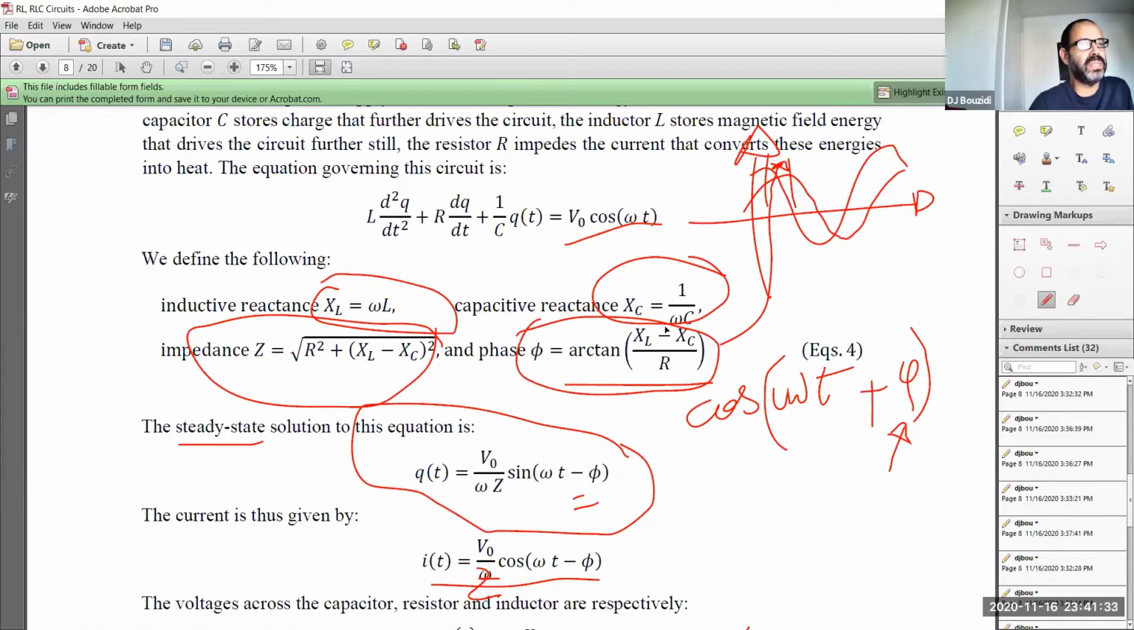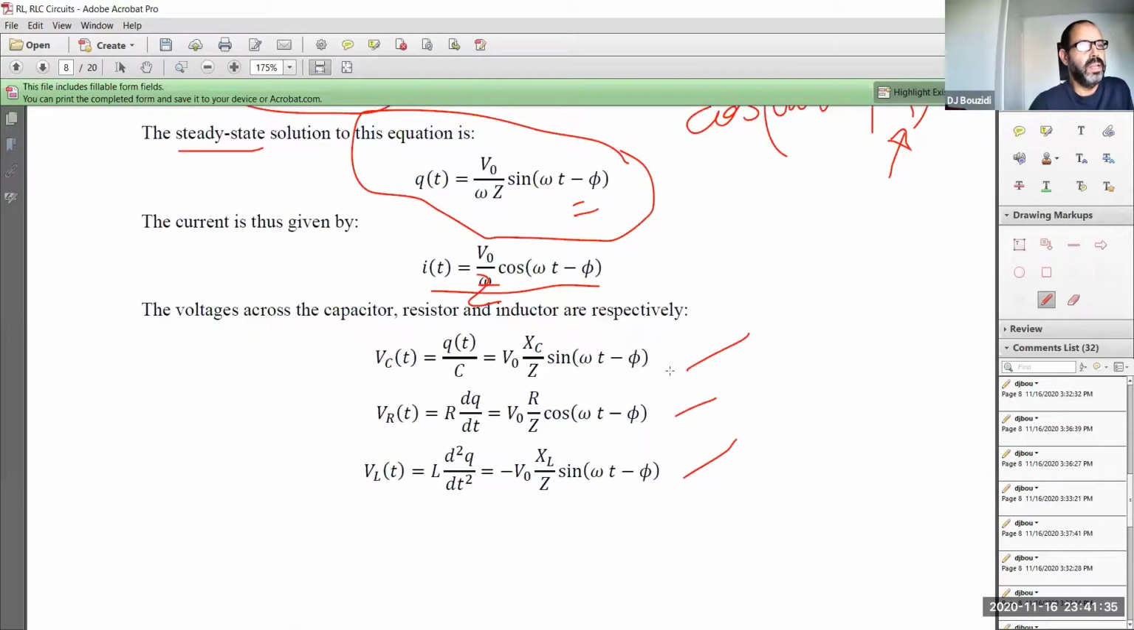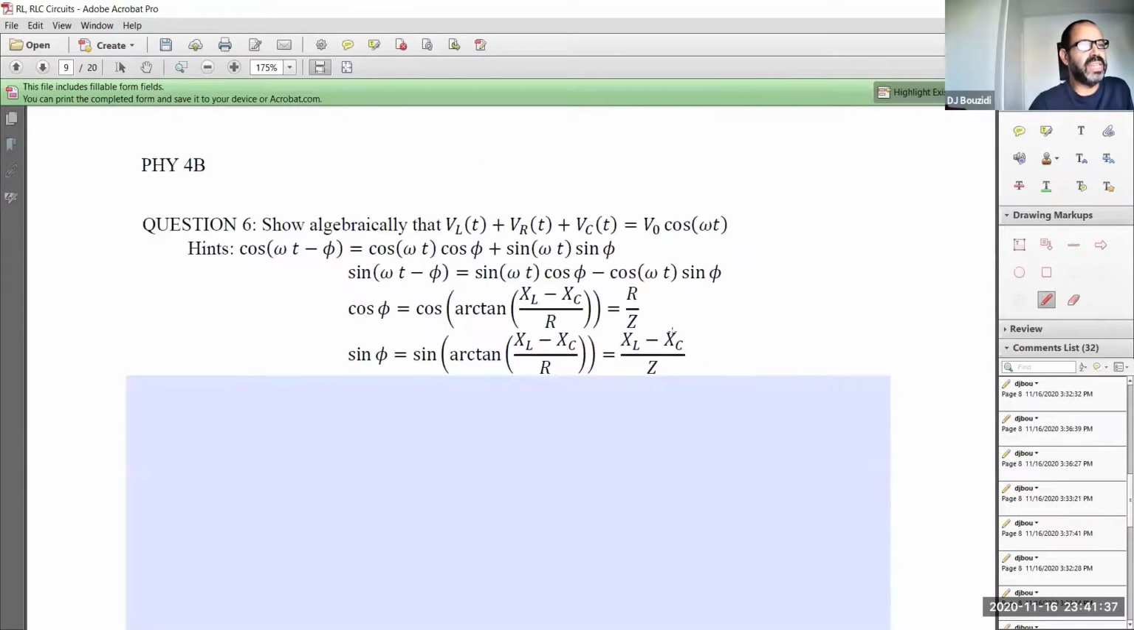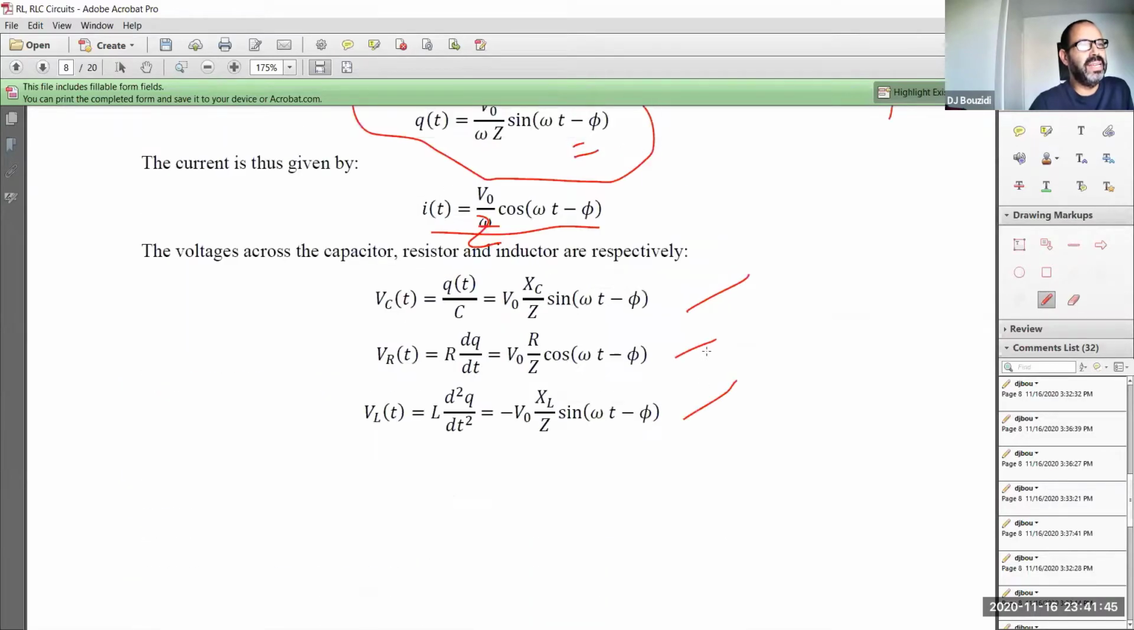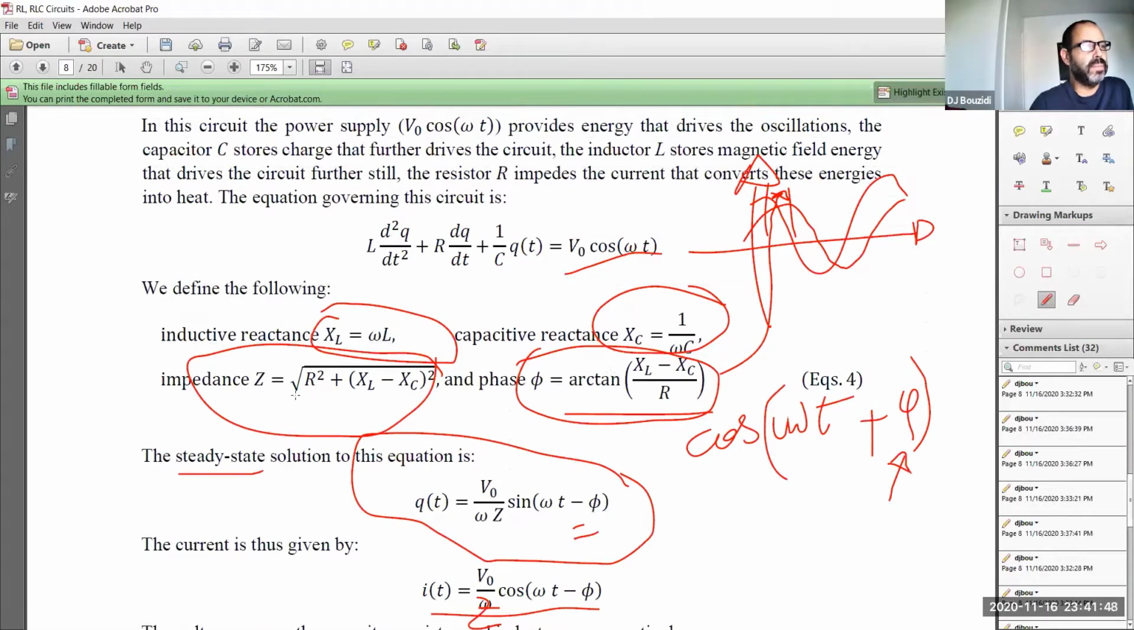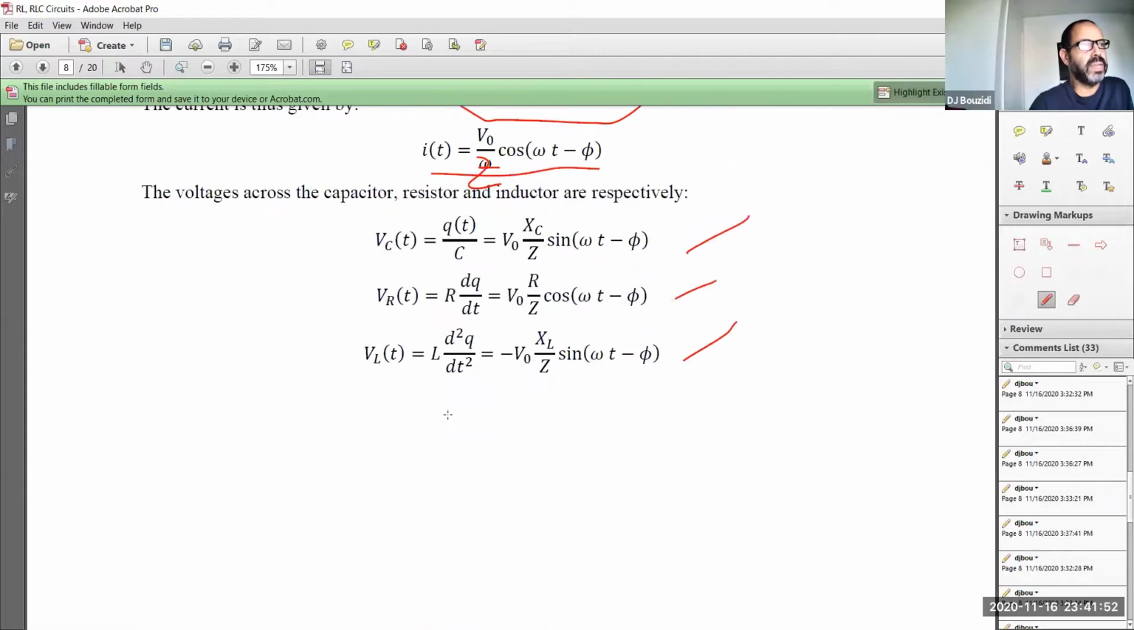The tangent of phi now is just X_L minus X_C over R. So you can express those in terms of the tangent, and they turn out to be the cos of phi is just R over Z, and the sin of phi is going to be X_L minus X_C over Z, where Z is this square root. Okay, so I have everything.